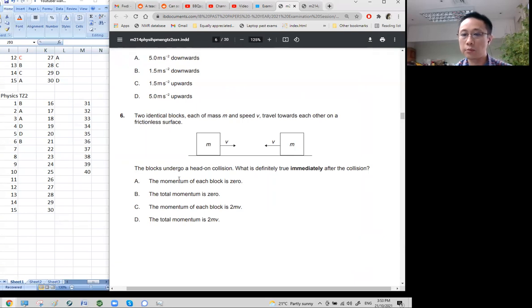The momentum of the individual blocks actually depends on the elasticity of the material that makes up the blocks. So you can't infer whether A or C is correct, and then D is just plain wrong.